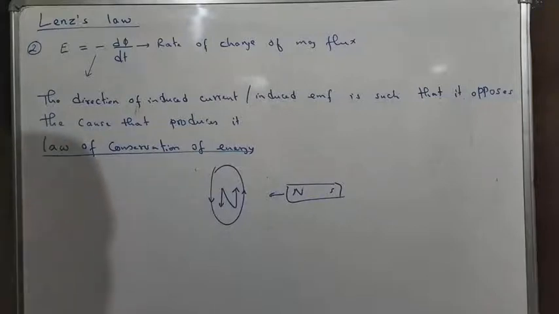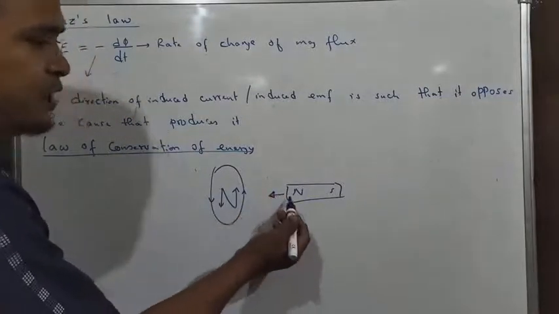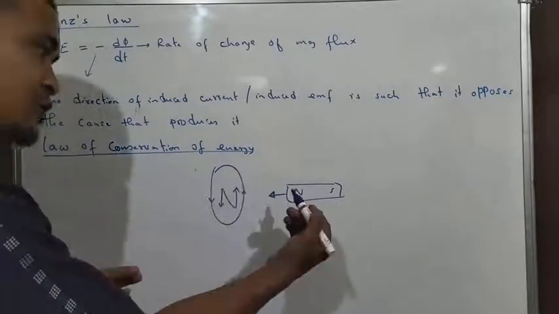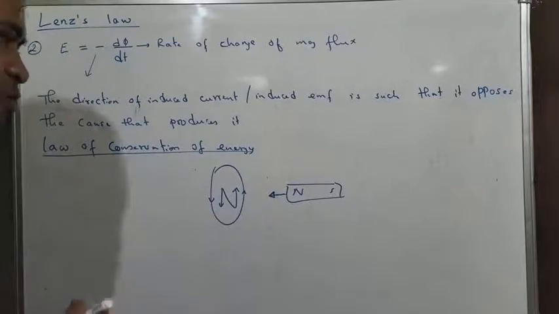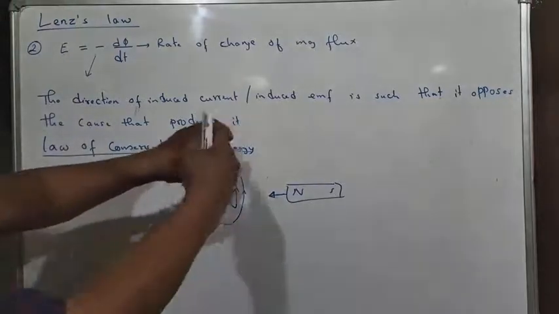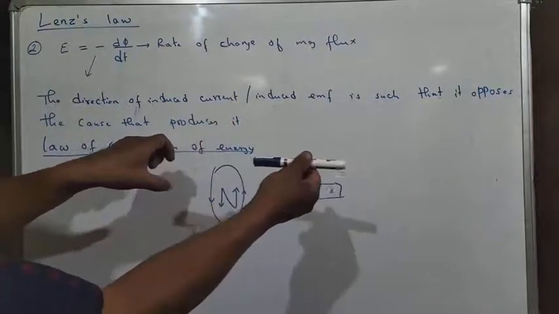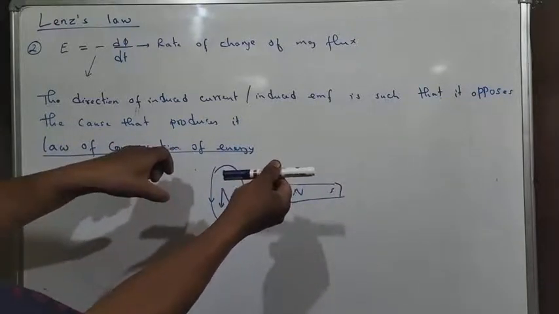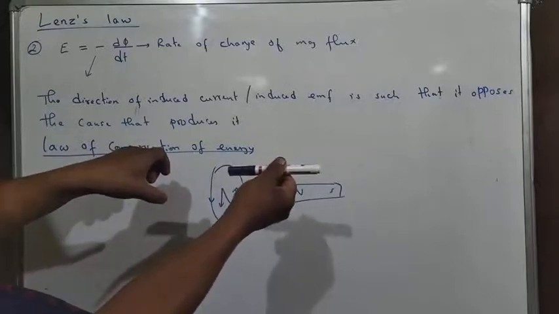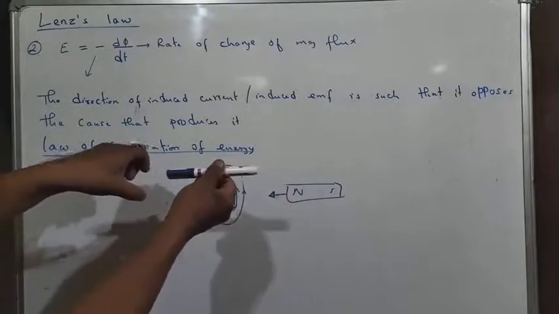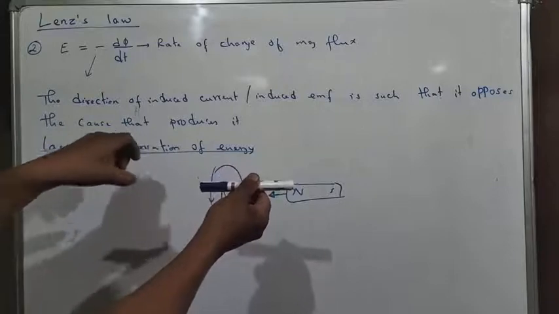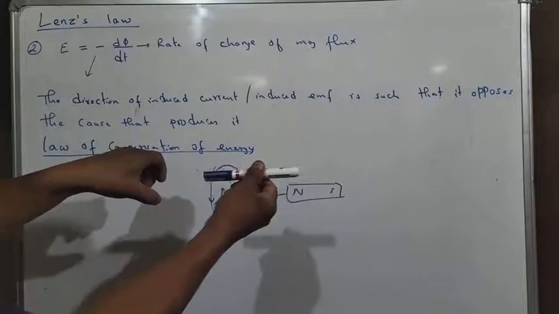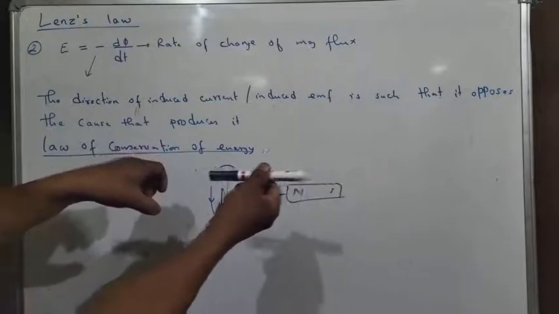So if I move the North Pole of the magnet towards the coil, then that face of the coil close to the North Pole will behave as a North Pole only. Because that face behaves as the North Pole, the magnet will experience a repulsion. It is not easy to move the magnet towards the coil as it is being opposed by the North Pole of the coil. So in that case, I need to do some work. I have to spend mechanical work.